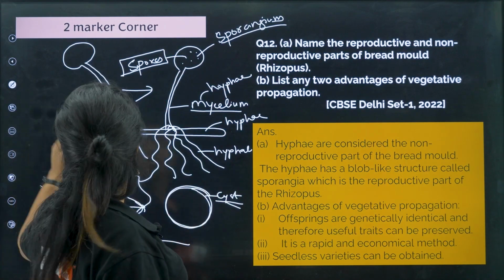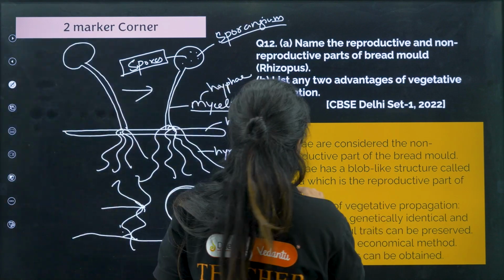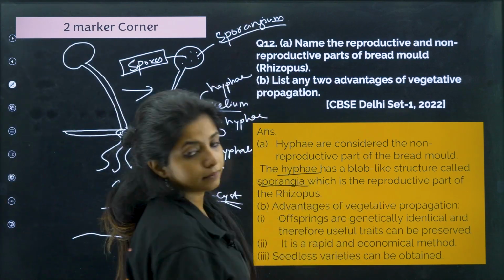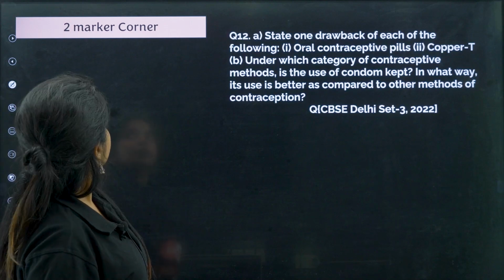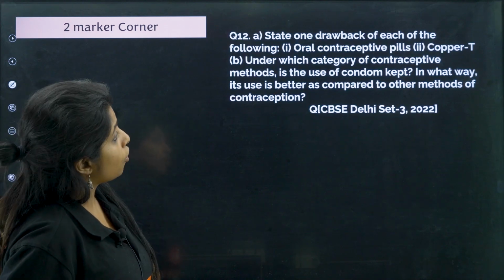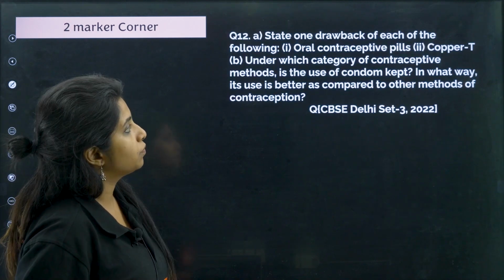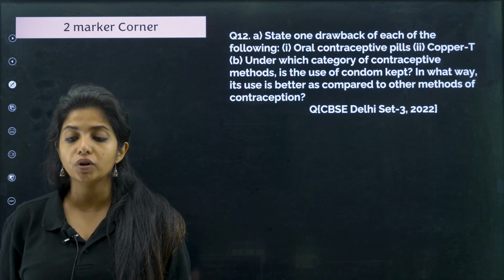Cool. Always write in points, and underline whenever you see important structures like this. Cool. Next, state one drawback of each of the following. Oral contraceptive pills. What is a drawback of oral contraceptive pills?